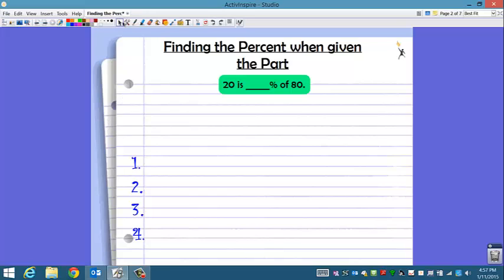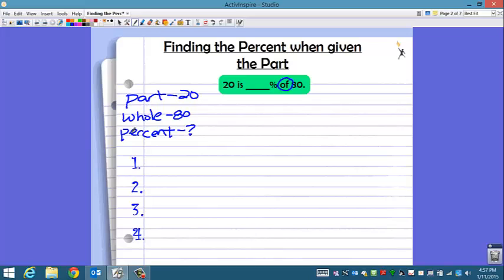Okay, so the first thing we want to do is we want to label what we know. There are three parts to a percent problem. There's the part, there is the whole amount, and then there is the percent. From our problem, what information are we given? Well, 20 is some percent, some part of 80. That 20 is your part. This of 80, of is your clue word. It tells you that that 80 is going to be your whole number. It's going to be your total amount. And then the percent is unknown. It's what we're trying to find.